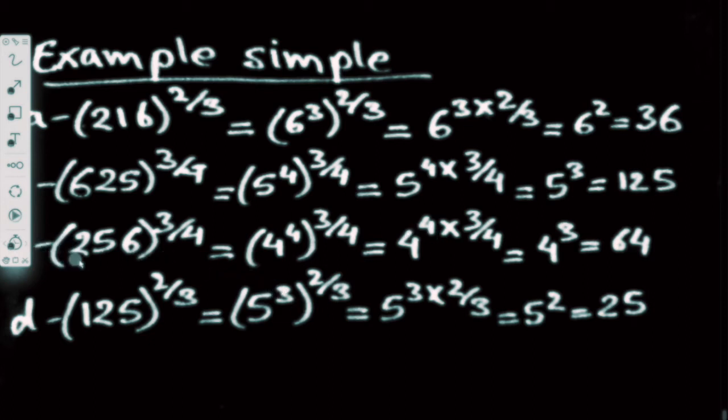Example C is given: 256 in brackets, power 3 upon 4. 256 equals 4 power 4, and 256 means 4 power 4.